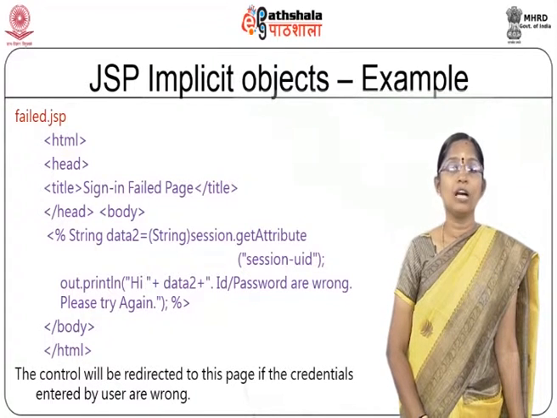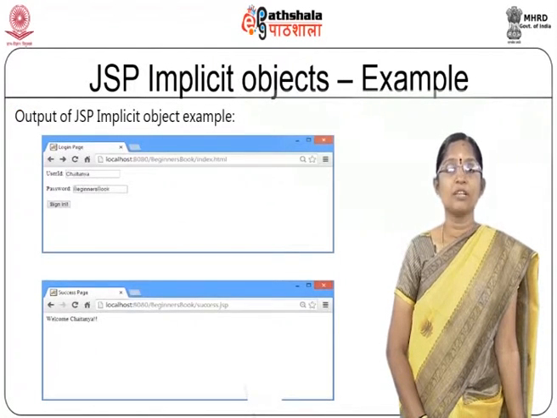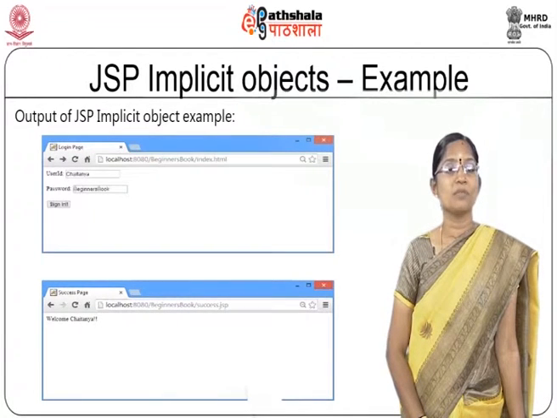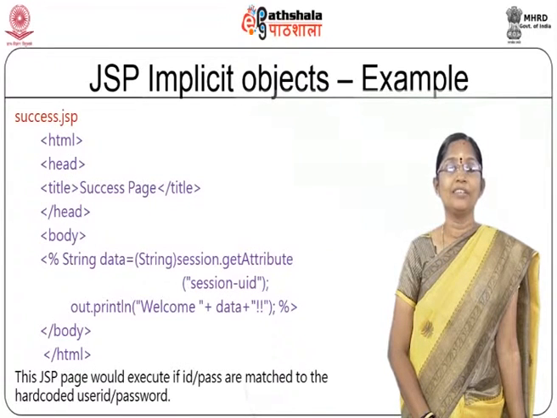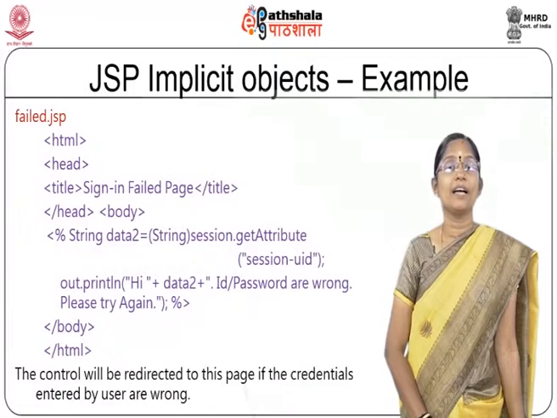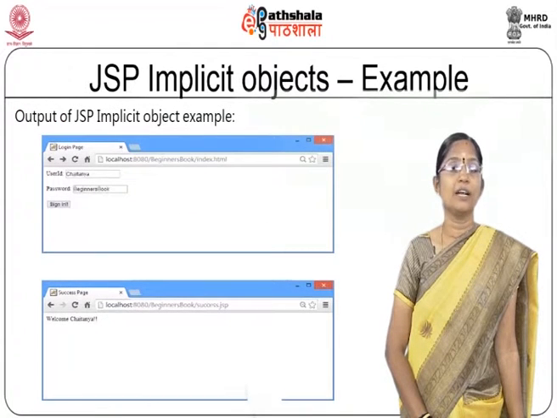Now, let us look through the output of these two programs. You can look through the first one, Chaitanya has been given and the password has been given as beginner's book. Since both of them have been validated here, session.getAttribute of session UID gives you Chaitanya, and we can give an action as welcome Chaitanya.